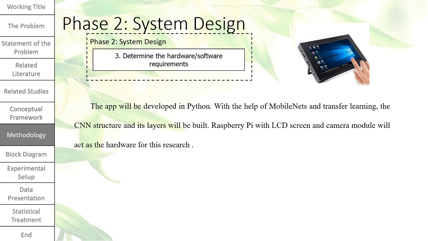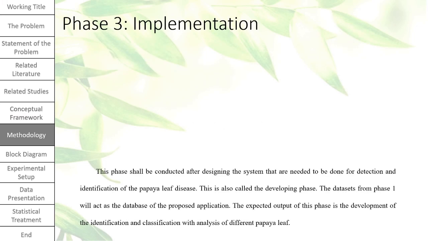The app will be developed in Python. With the help of MobileNets and transfer learning, the CNN structure and its layers will be built. A Raspberry Pi with LCD screen and camera module will act as the hardware for this research study. Let's move on to the next phase, which is implementation.